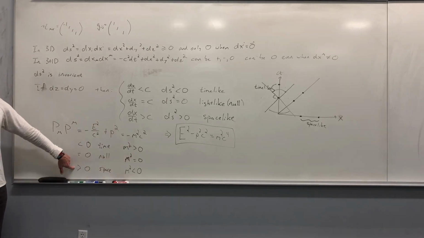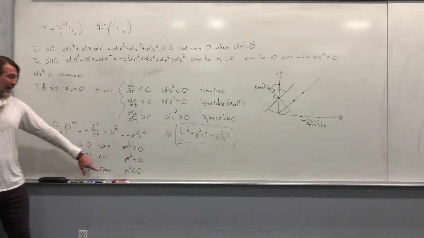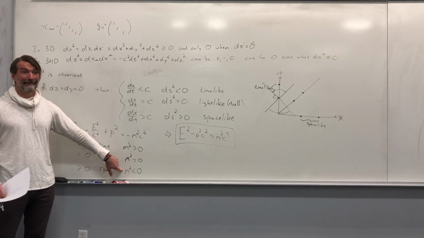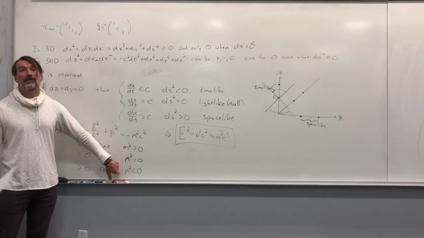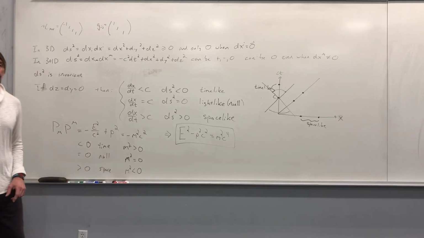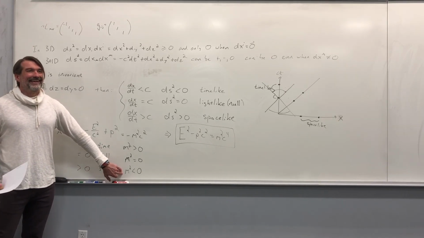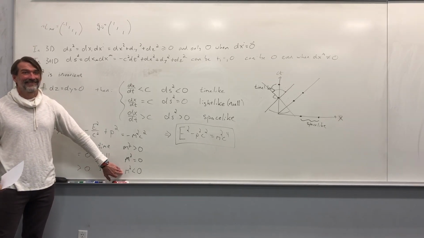And anything which is traveling faster actually has an imaginary mass. M squared is less than 0. But this is what we are often referring to as tachyonic. This doesn't exist, right? Right? At least as far as anybody knows.